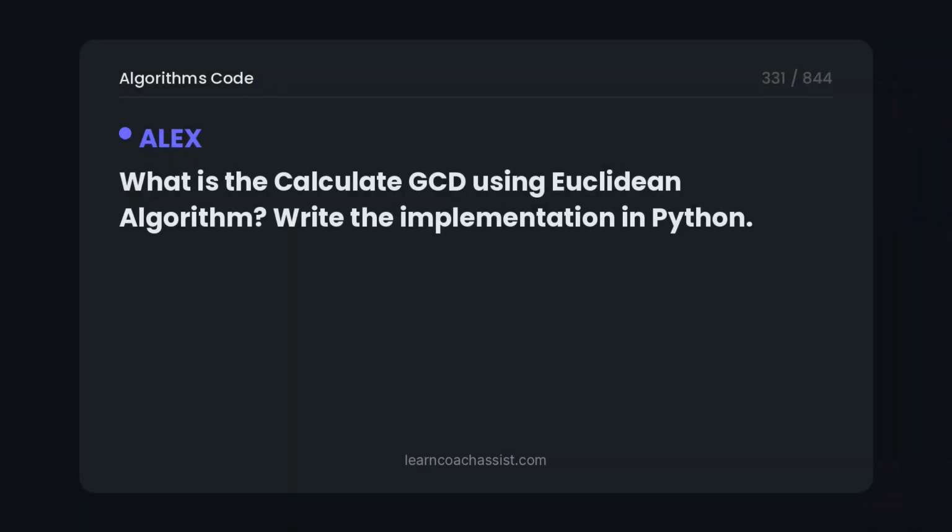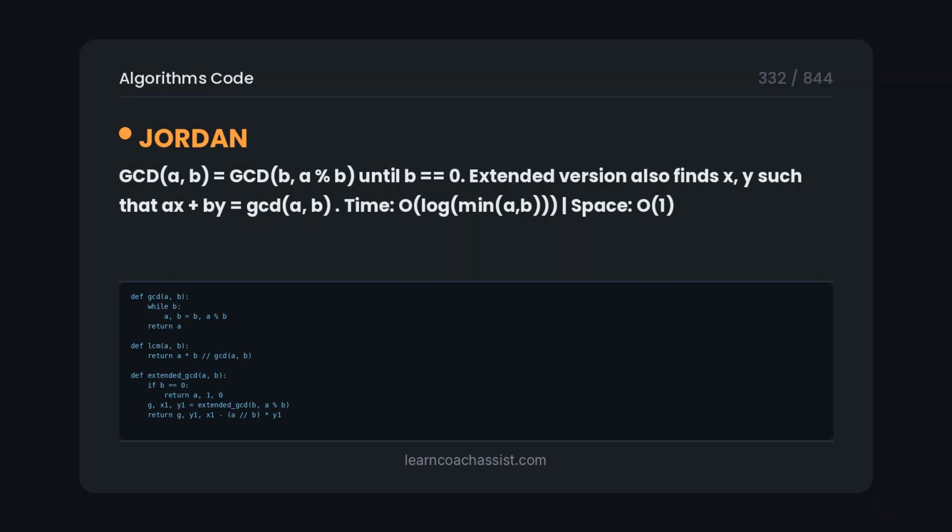What is calculating GCD using the Euclidean algorithm? Write the implementation in Python. GCD(a, b) equals GCD(b, a % b) until b equals 0. The extended version also finds x, y such that ax + by equals GCD(a, b). Time O(log min(a, b)), space O(1).